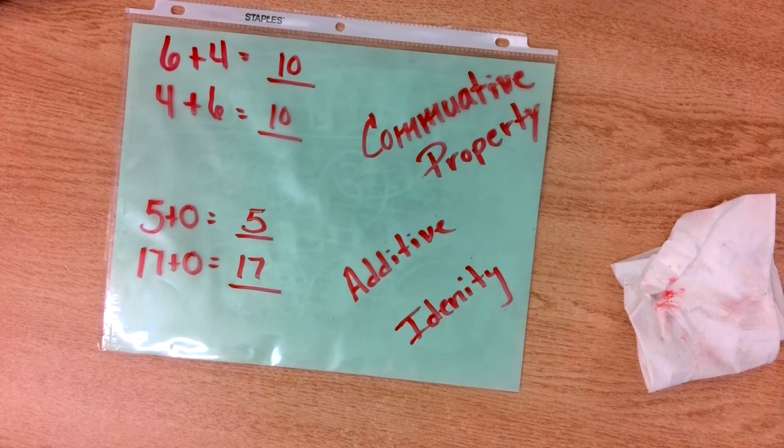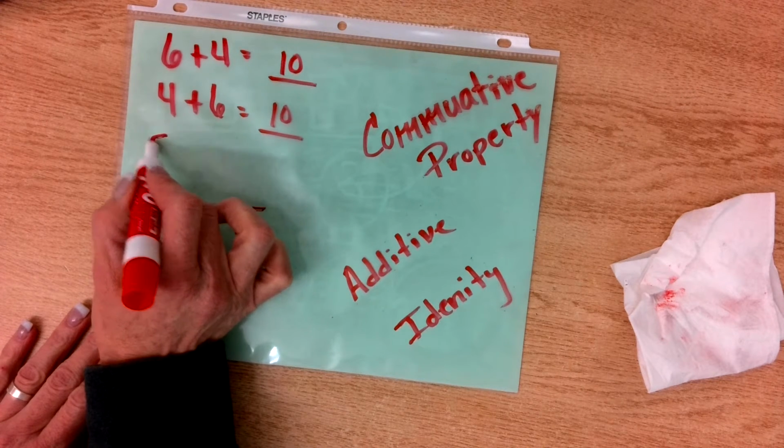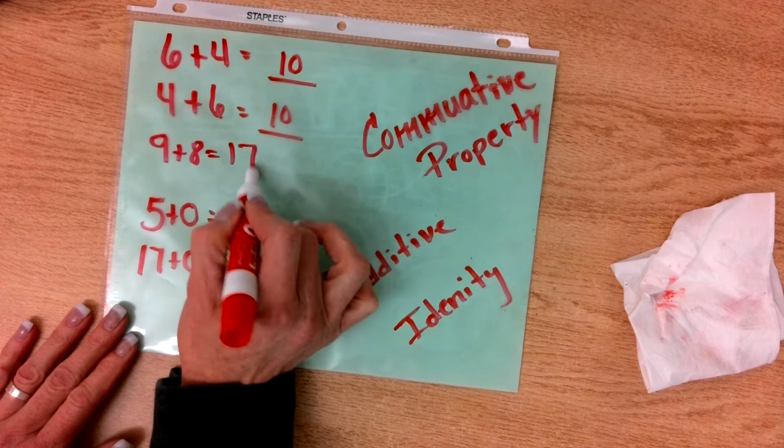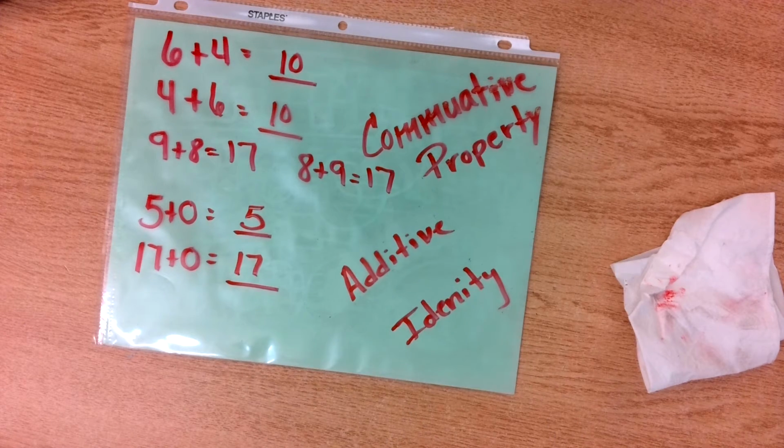Okay, so let me ask you something about the commutative property. If you know that 9 plus 8 equals 17, what does 8 plus 9 equal? Did you say 17? You got it. When you have the same two numbers when you're adding and they switch and go in different spots, then they're still the same number. So let me show you. 9 plus 8 equals 17, and 8 plus 9 equals 17. It's all the commutative property. So that's a review of the commutative property, and additive identity is when you add a number to 0.